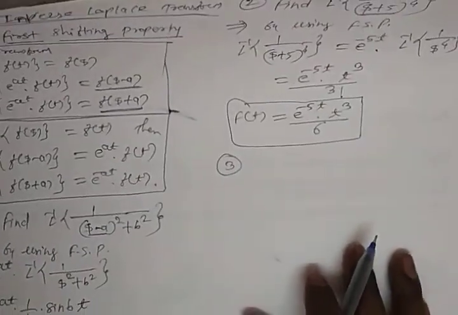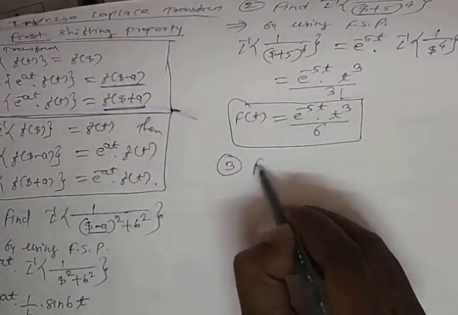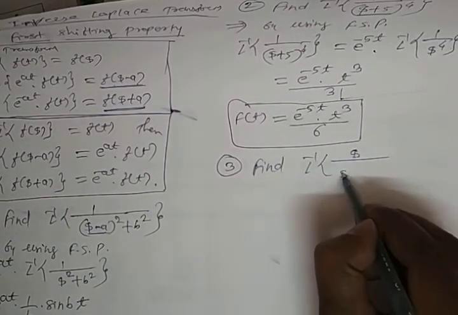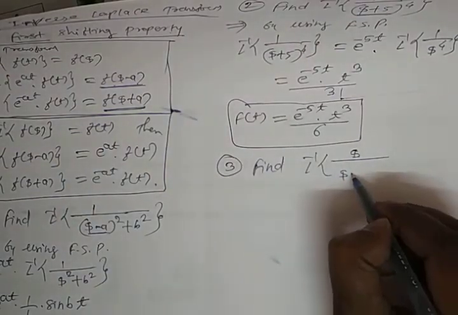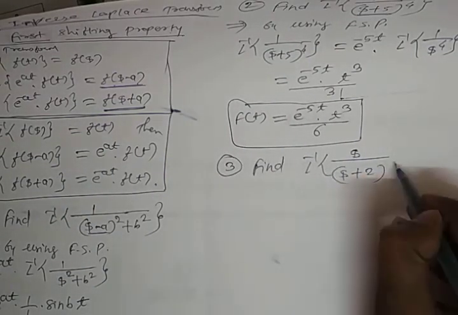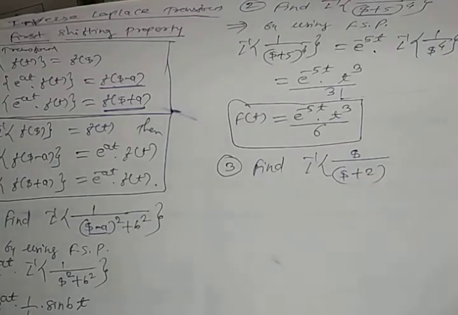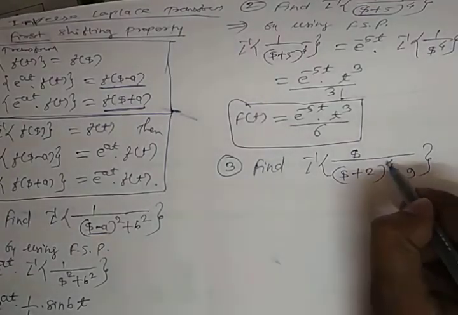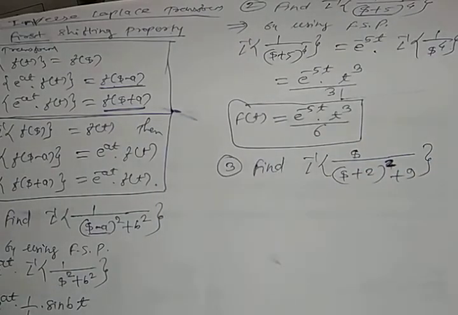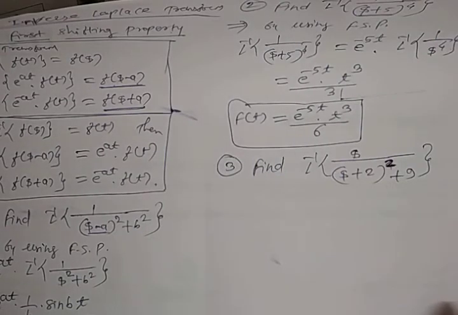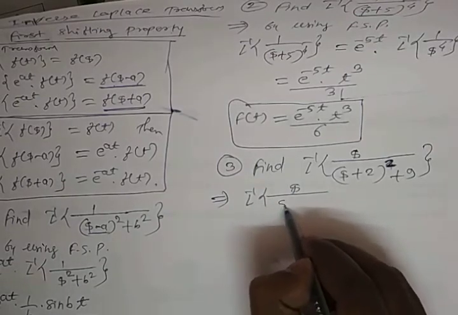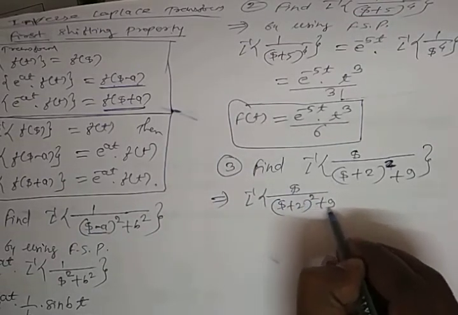Now let us take another example. Example number 3: find Laplace inverse of s upon (s plus 2) whole square plus 9. Sorry, not 4, here we have to take it 2. Now how to simplify this question, let us see. Laplace inverse of s upon (s plus 2) bracket square plus 9.